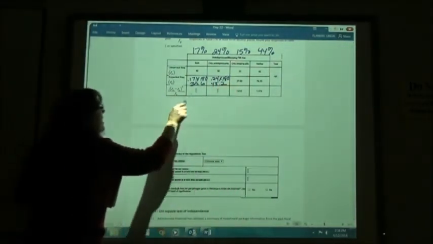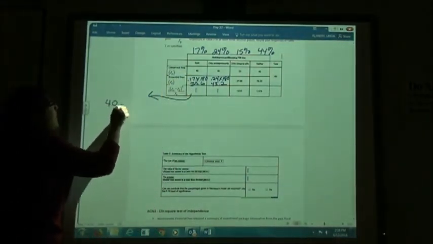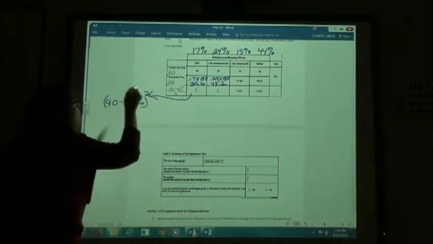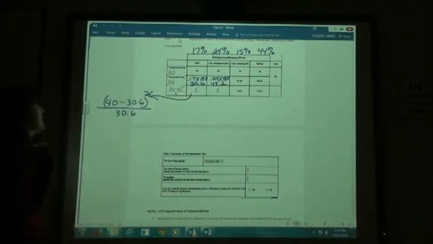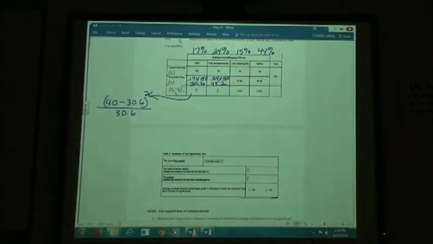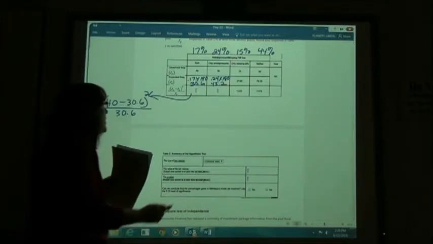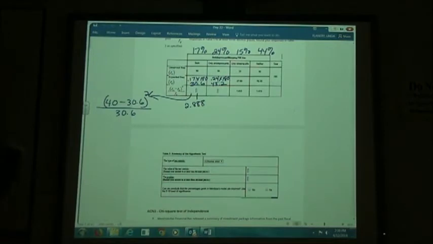Then we're going to do our calculations here. My observed frequency, 40, minus my expected frequency, 30.6. This time I'm going to remember to square it, divided by the expected frequency, 30.6. So in parentheses, 40 minus 30.6, then that's squared, and then I'm going to divide by 30.6. On all these, we're rounding to 3 decimal places in the bottom row. 2.888 is what we get for our answer.